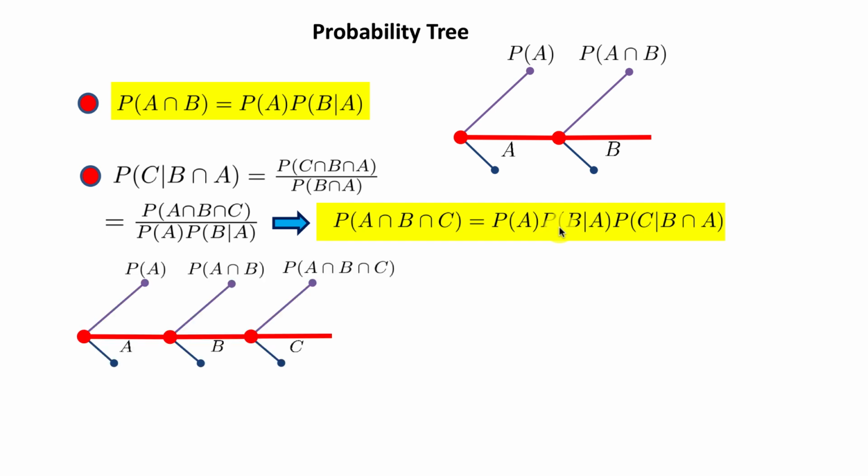Now let's represent this in terms of a diagram. You see, what we've done is we've gone from here to here as above, and then gone to the next stage. So now we know that the probability of A intersection B intersection C is equal to the probability of A times the conditional probability of B given A times the conditional probability of C given B intersection A.